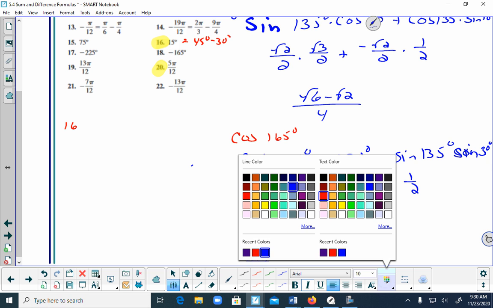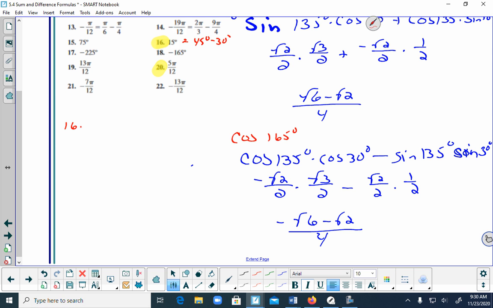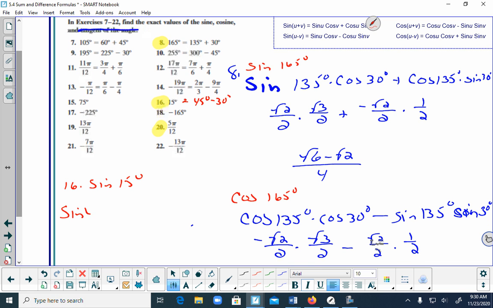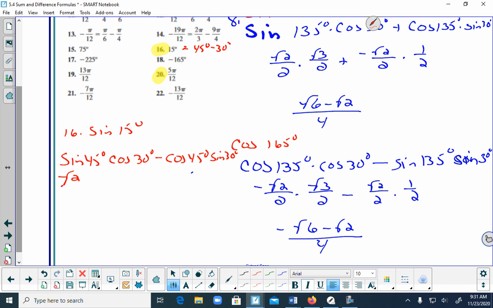Okay, so now back to 16. I'm doing the sine of 15 degrees. So remember, I'm using 45 minus 30, so I'm using the subtraction formula. So I'm going to say the sine of 45 degrees, cosine of 30, and then this will be minus the cosine of 45 degrees, sine of 30 degrees. Whoopsie, I'm getting kind of messy. So the sine is the square root of 2 over 2. The cosine is the square root of 3 over 2, minus the cosine, which is the square root of 2 over 2, the sine, which is 1/2. So I end up with the square root of 6 minus the square root of 2 all over 4.